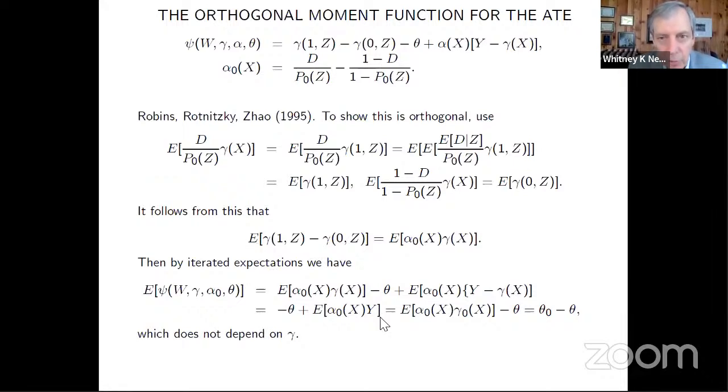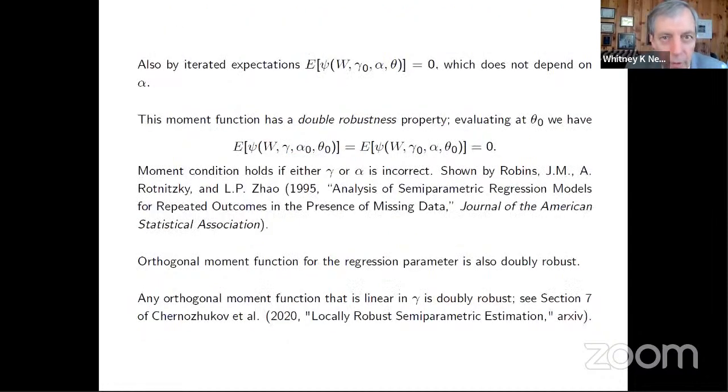So that's a simple proof of orthogonality for these moment functions. This has a general structure that is true for a lot. All of these regression problems actually look like this. We'll talk about that in the next lecture. Also, by iterated expectations, you could go back and show that if you plug in the true gamma naught here, this also has expectation zero. It doesn't depend on theta.